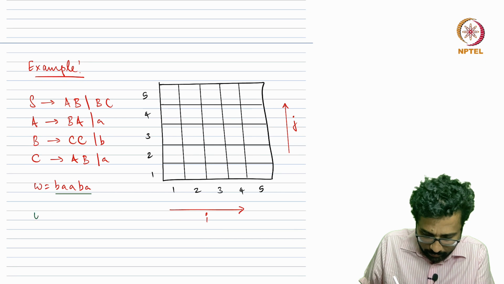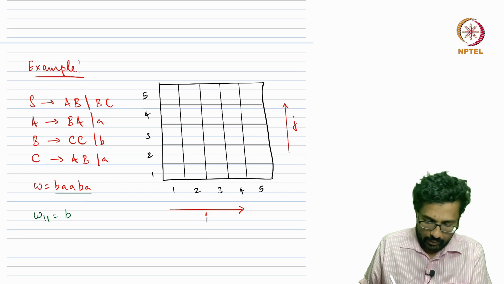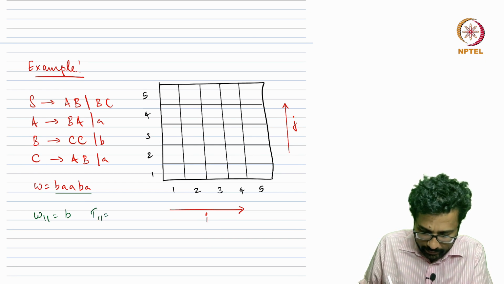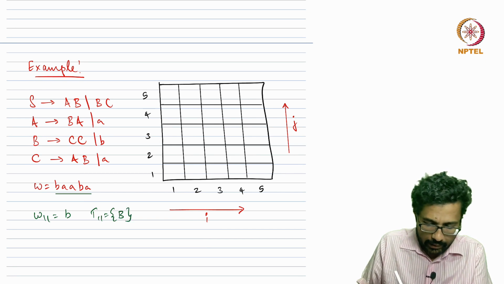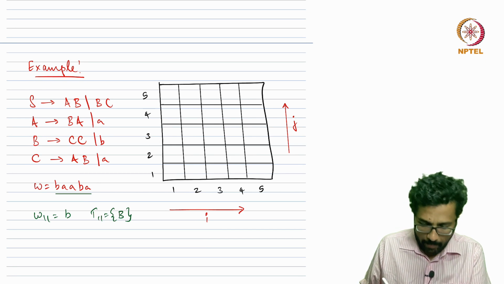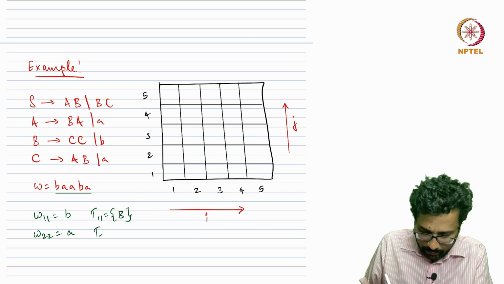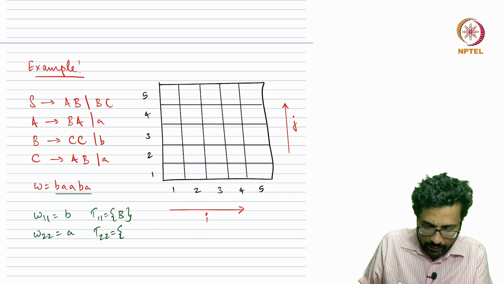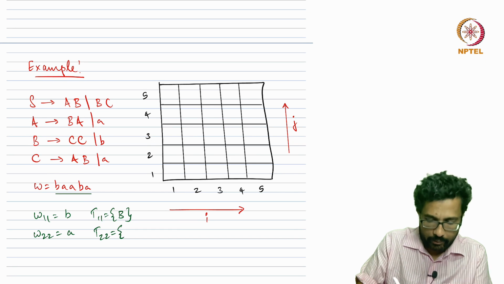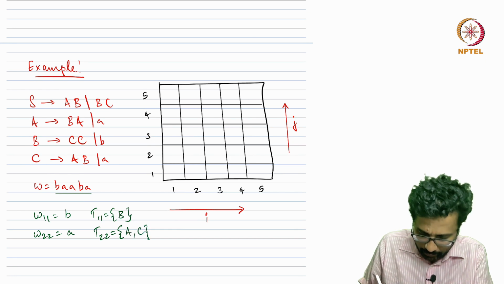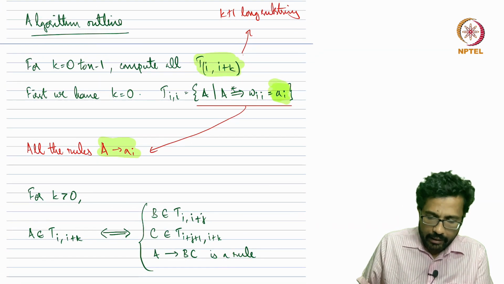So W11 is equal to just B. Which are the variables that derive B? T11 is basically the set with just capital B, because capital B derives B, but A, C and S do not derive B. And W22 is the symbol A, and T22 is capital A and capital C, because capital A and capital C derive A. So for k equals 0, it's just that easy.